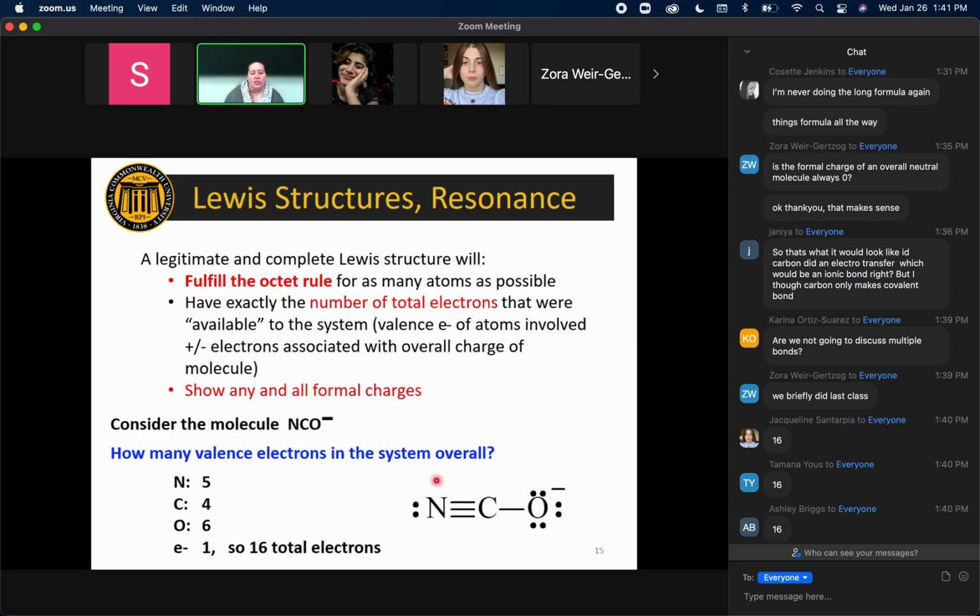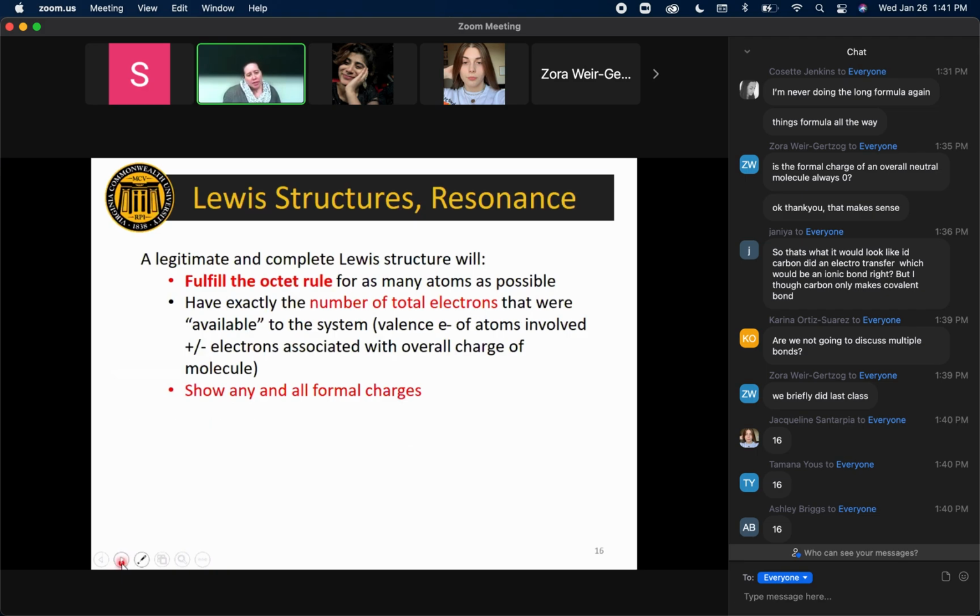And the fact that you can draw more than one legitimate Lewis structure for a molecule, not every molecule, but some molecules, is what underlies the idea of resonance that we'll be talking about for most of the rest of class.